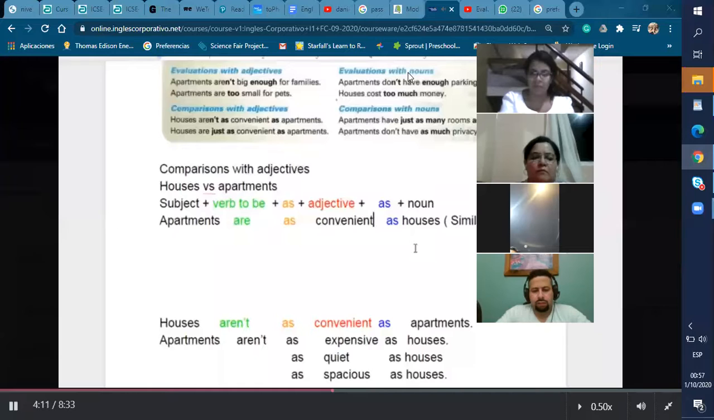Usually that's not the case. Usually there are big differences among houses and apartments. But in this case, we're saying that they are the same.